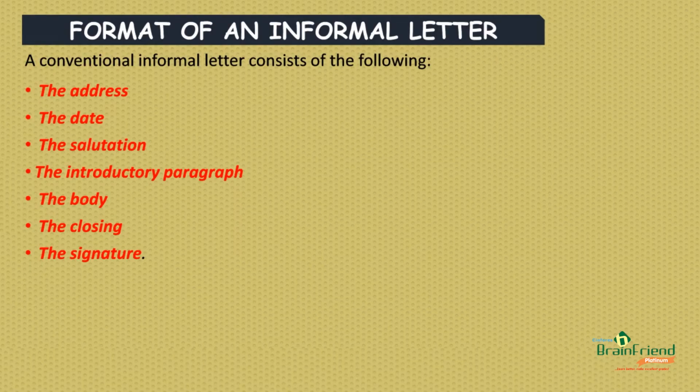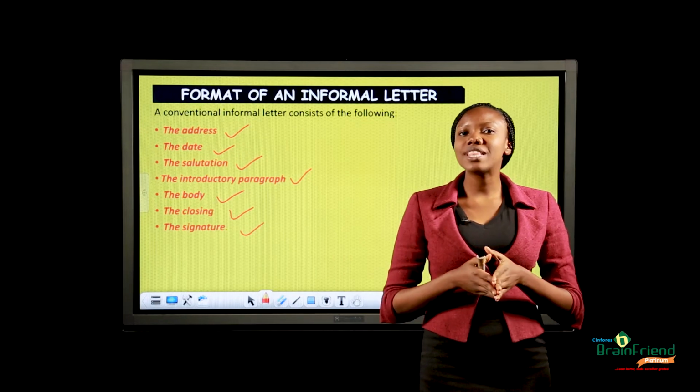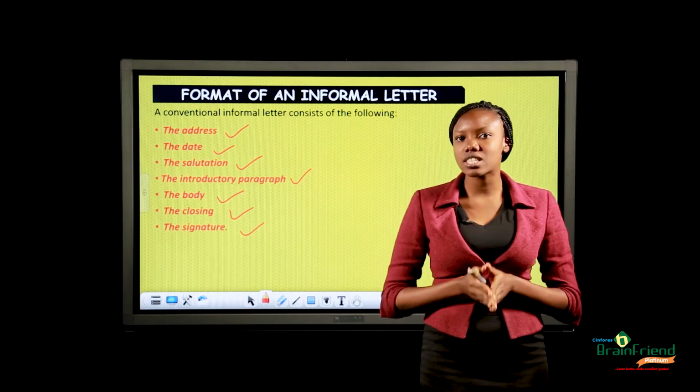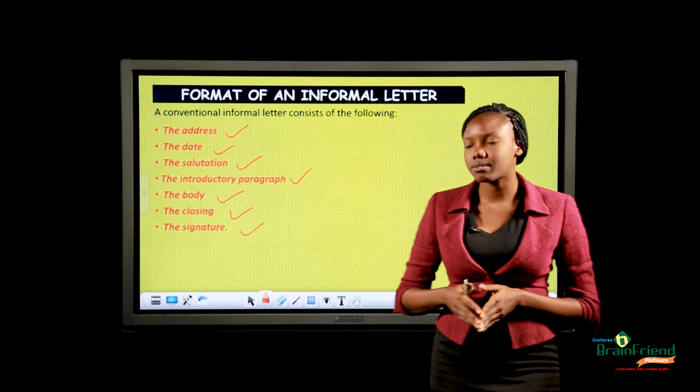Now, let's take a look at a conventional informal letter format. Although this letter is written at the writer's discretion, we also have a conventional format for an informal letter. It is made up of the address, the date, the salutation, the introductory paragraph, the body, the closing, and the signature. Now, let's take a look at these headings one after the other.